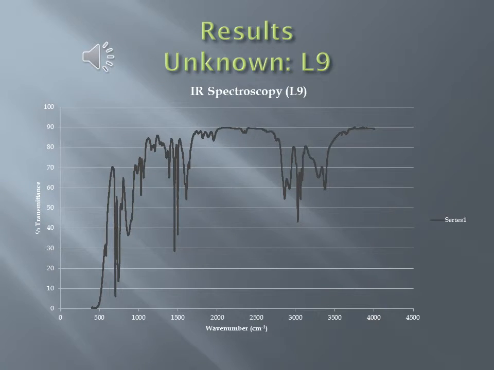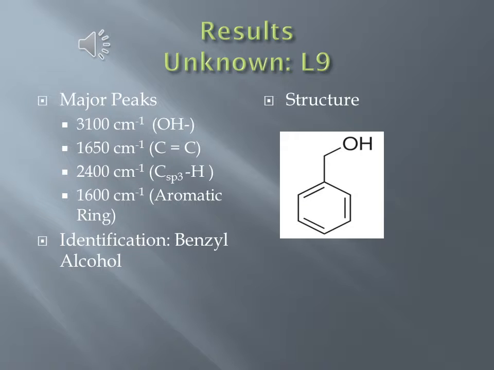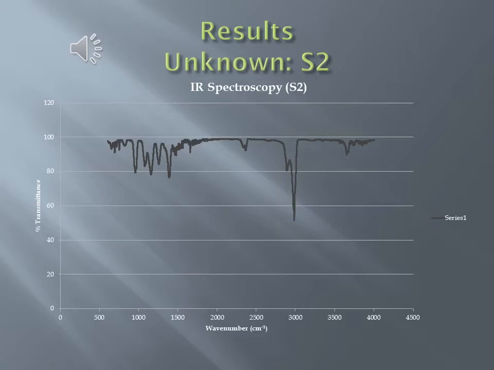This is the graph that was obtained from the IR spectrometer when we ran the test for the unknown L9. For the unknown L9, there were major peaks observed at 3100, which was deemed to be an OH group. There was one at 1650, which is a C double bond to a C. There was one at 2400, which is a C sp3 to an H group, and then there was one at 1600, which was an aromatic ring. The structure for this L9 can be seen to the right, and it was determined to be benzyl alcohol.